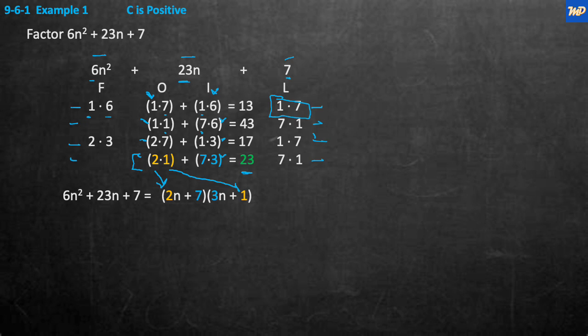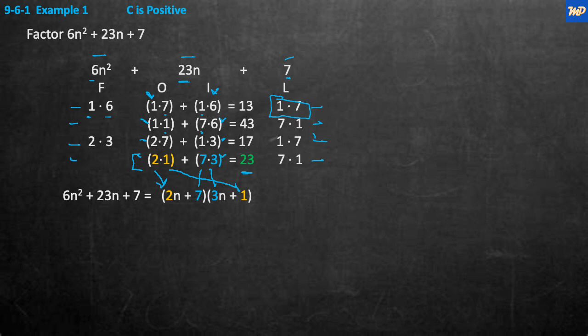Now in the inner, you put the 7 down here on the inner ones and the 3 on the other inner. So you see you've got the 2 in the beginning and the 1 at the very end and the 7 and the 3. Those are your terms. Those are the factors for this 6n squared plus 23n plus 7.